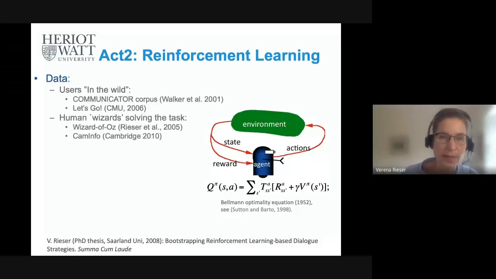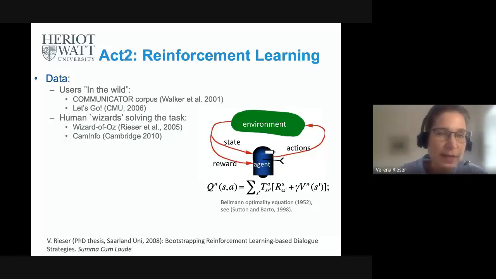So the data which we used, we mainly used two types of data. One was very much user-centric, so knowing what the user would do. And the interesting bit is that these data sets were gathered in the wild. So for example, there's the Communicator corpus where real users dial up existing systems. And then there's also the Let's Go corpus, which is real people in Pittsburgh calling a bus information system on their phone. These days, smartphones weren't that popular.